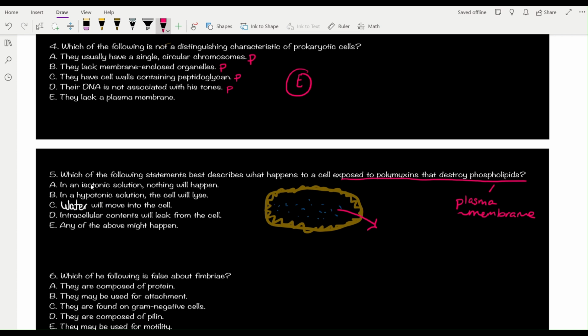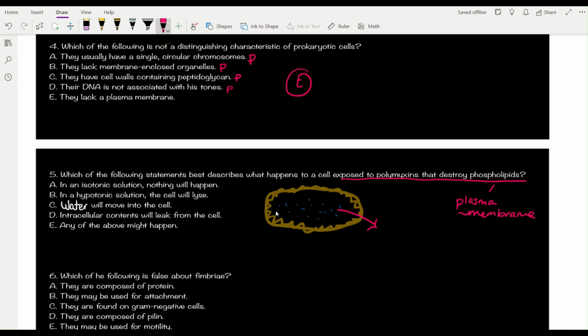A. In an isotonic solution, nothing will happen. Well, this is not an isotonic solution. B. In a hypotonic solution, the cell will lyse. Oh no, the cell did not lyse. It's just the phospholipids were destroyed, but the cell wall is still intact. C. Water will move into the cell. Yeah, water will move in the cell, but you want to be very specific with the answer.